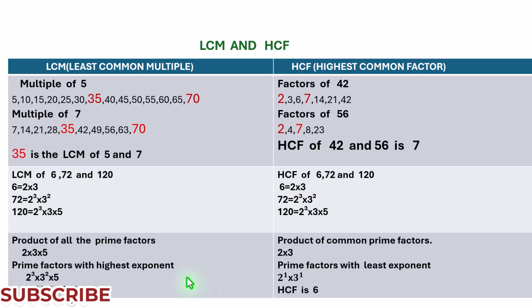For the calculation of the least common multiple, take the highest exponent. For the highest common factor calculation, take the least exponent. 3 square is there and 3 raised to 1 is there, so take 3 raised to 1. For the least common multiple, take the product of all the prime factors, but for the highest common factor, take the product of common prime factors only. Here highest exponent, there least exponent. HCF is 6.